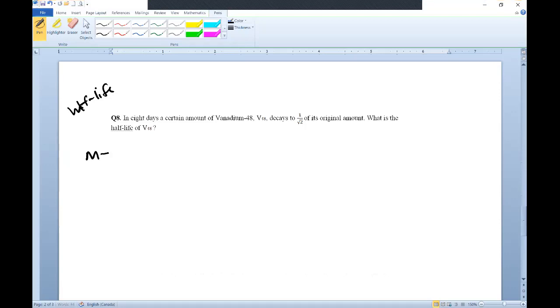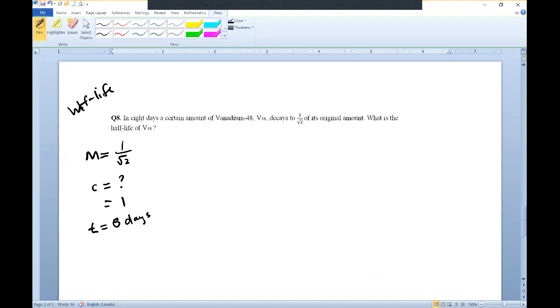They're saying, well, the new amount is 1 over root 2. What's the original amount? Well, you know what? Since we can deal with 100%, why not make the original amount 1, right? And then, of course, t is equal to 8 days.